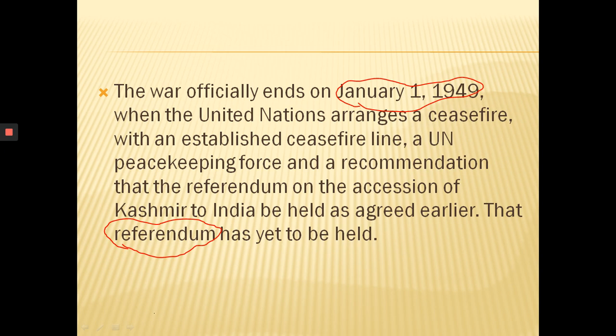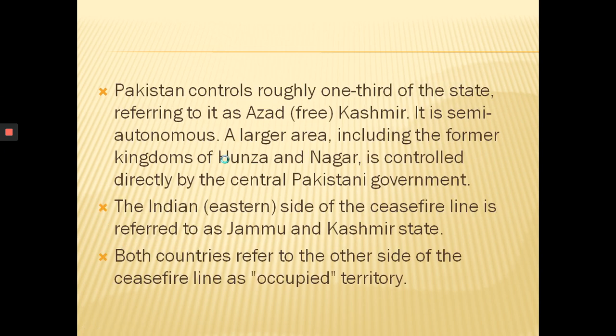So it's the first war, and I hope you must have noted down some important points over here. As I already told you, Pakistan controls roughly one third, that is Azad Kashmir, the Balochistan area, and if I'm not wrong, Gilgit-Baltistan, and India is controlling Jammu and Kashmir and Ladakh. Both sides call it an occupied territory of their opponent. India calls it Pakistan occupied Kashmir, and Pakistan calls it India occupied Kashmir.